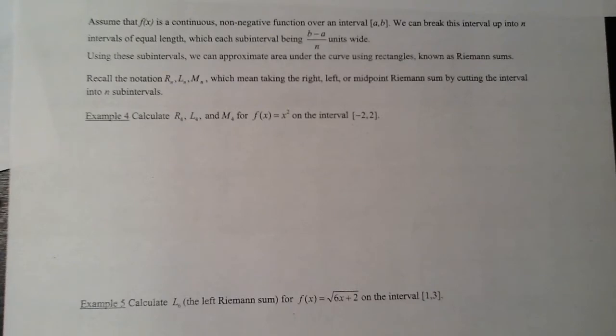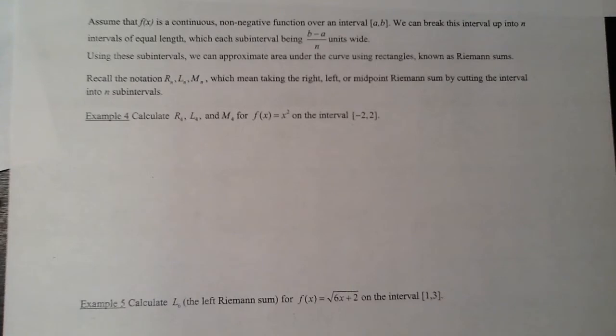And then over an interval from a to b, we're going to break it up into n equal intervals, so we might split it up into 8 rectangles or 6 rectangles. And then each subinterval would be (b minus a) divided by n units wide. So you do endpoint minus endpoint. The b minus a would be the width of the whole interval, and then if you're splitting it up into n intervals, then you divide by n to see how wide each one of the rectangles is.